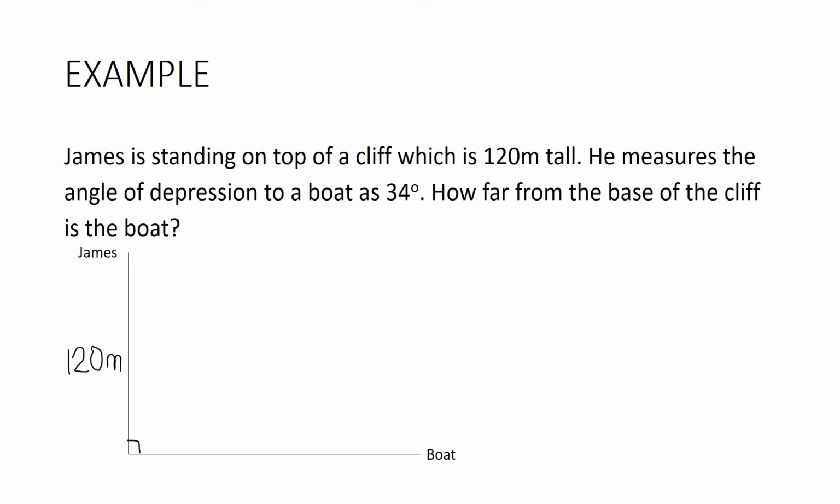Now we know that the cliff is 120 meters tall, and we want to know how far from the base of the cliff is the boat. So that's going to be x. So we'll start by joining this up to make a triangle, and now we've got to find out which one is the angle of depression.